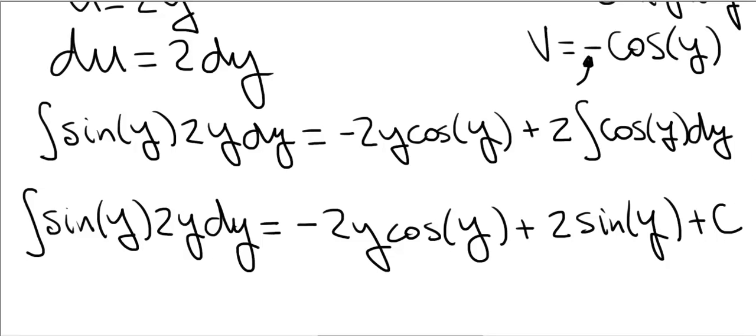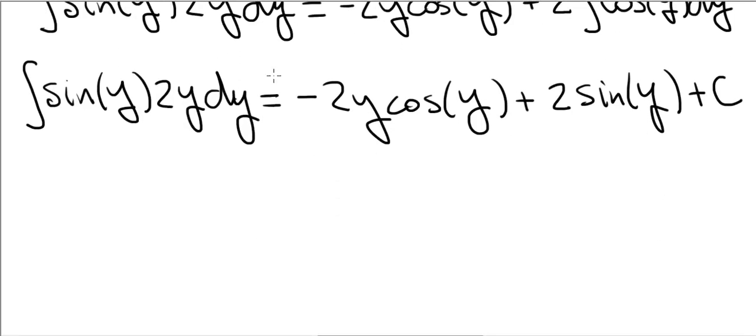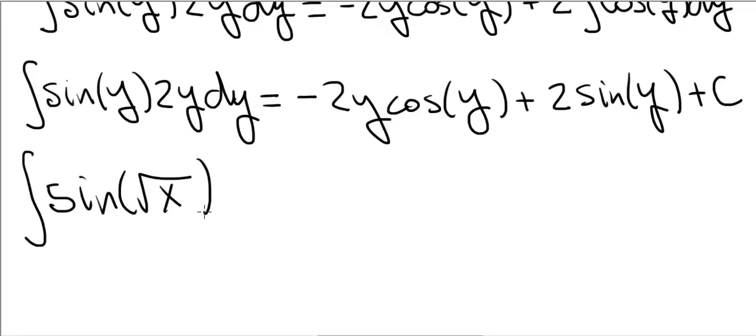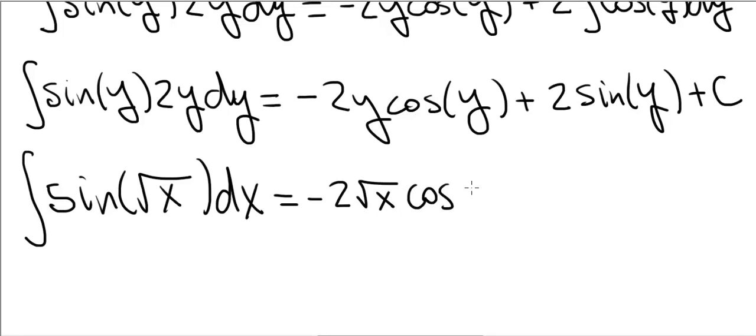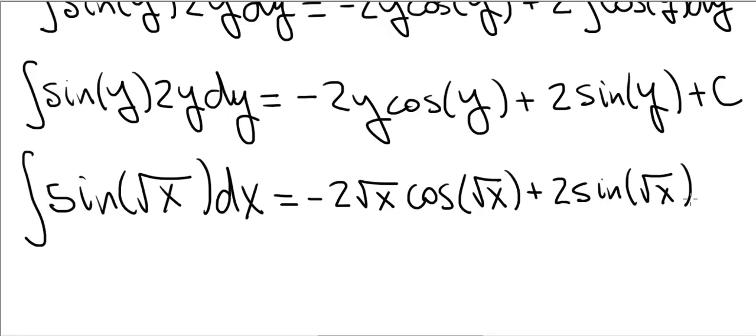Our original integral was in variable x, so let's return to that. We wanted to evaluate the integral of sine of square root of x dx. Since y was equal to square root of x, the answer now looks like this: minus 2 times square root of x times cosine of square root of x plus 2 times sine of square root of x plus c. And that's the final answer.